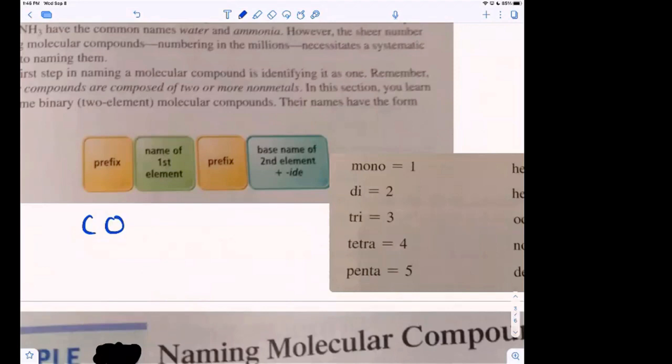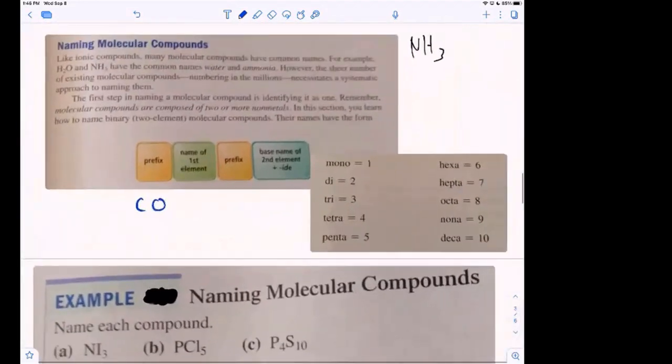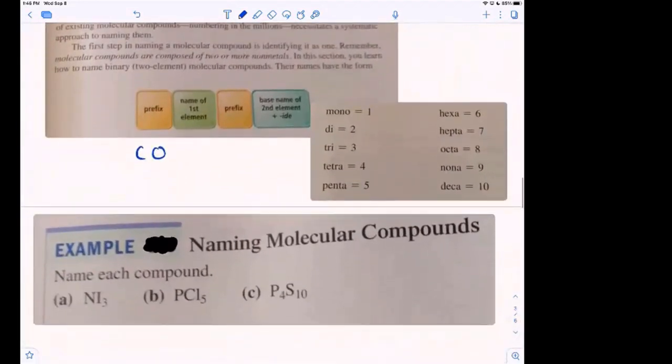An example, this one here, I guess I'll jump ahead. This is going to be, so tetra.